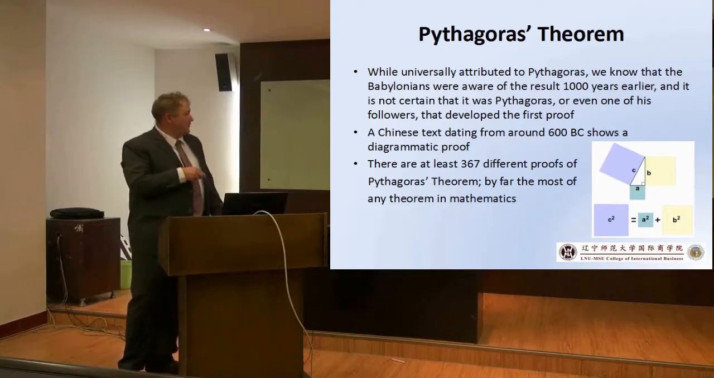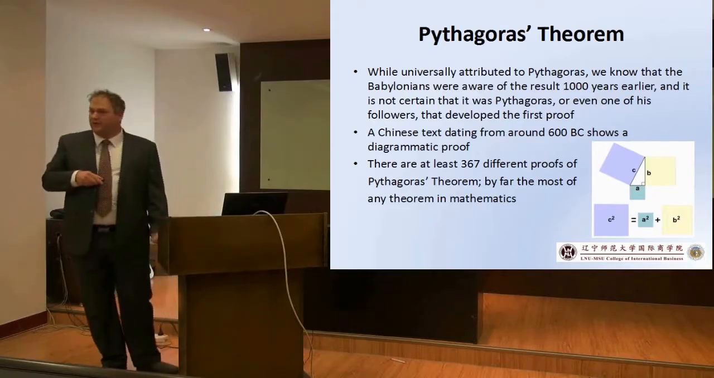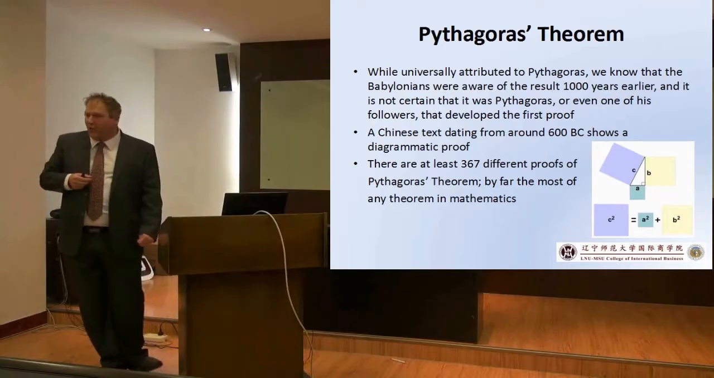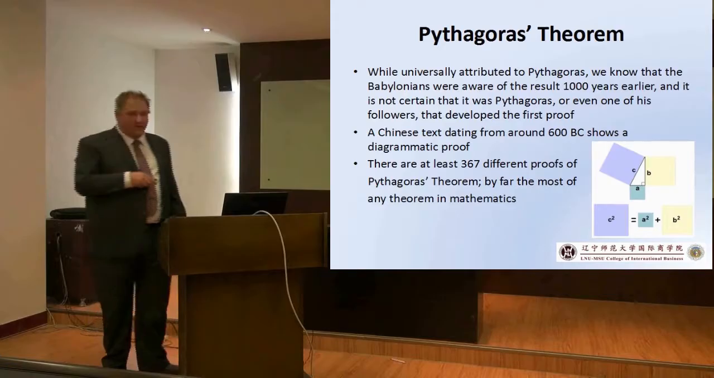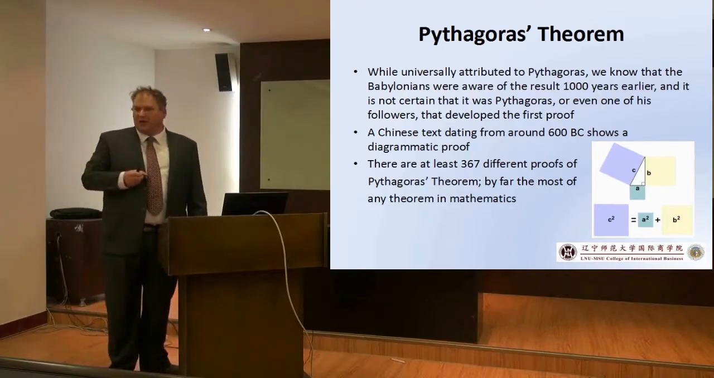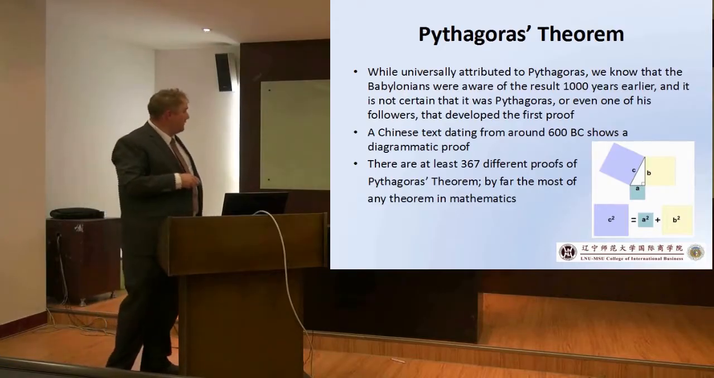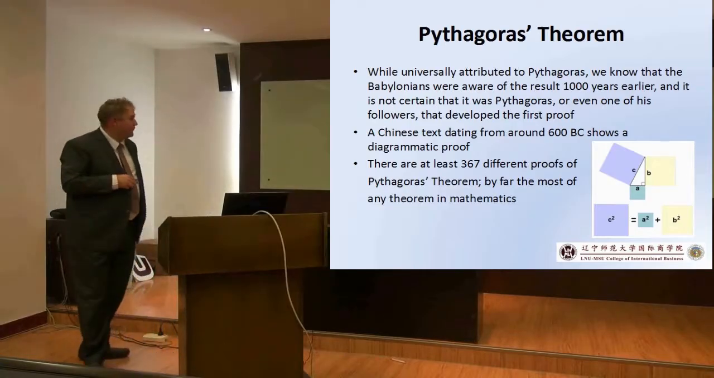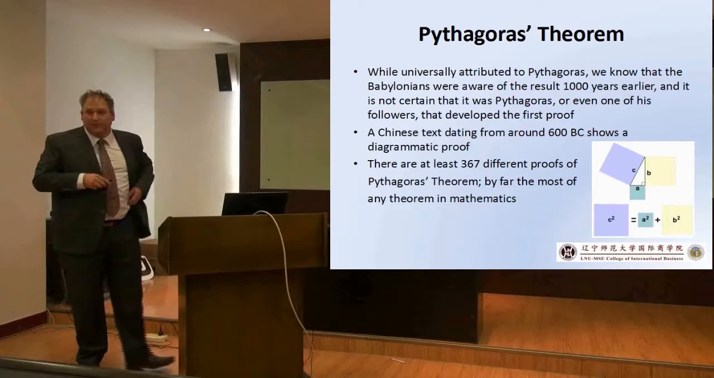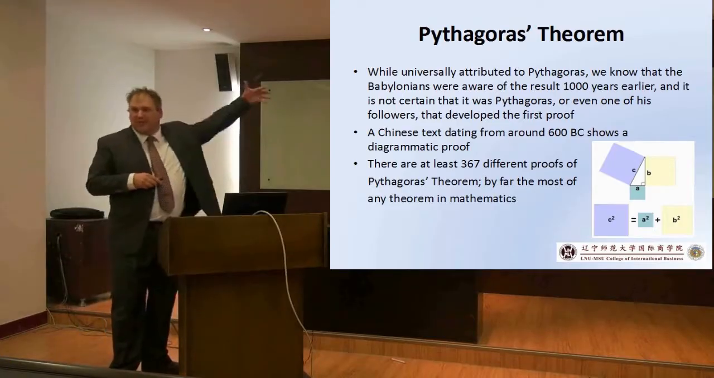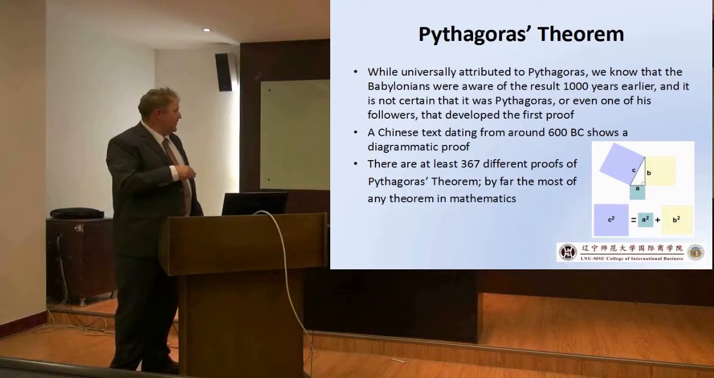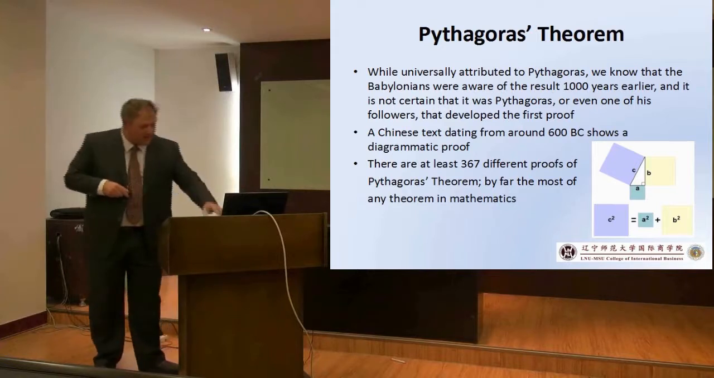Babylonians may have known about it, but with the Pythagoreans, it's incredible to understand that they probably transformed modern day mathematics with that small theorem, especially with engineering and trigonometry and so on and so forth. And it's interesting, the Chinese had a diagrammatic proof about 600 BC. I'm going to show you an example of that when we get into the China section. There are about 367 different proofs, which is kind of interesting.